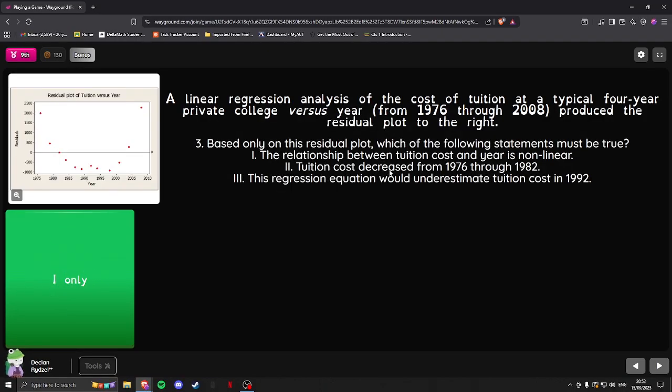Number 2, tuition cost decreased from 76 through 1982. Okay, the curve or the slope of this line has nothing to do with the actual tuition numbers. These are just the residuals. This regression equation would underestimate tuition cost in 1992. That is not true because a negative residual means that the regression line overestimated. Because if you have a negative residual, that means your actual data value was underneath the predicted data value.